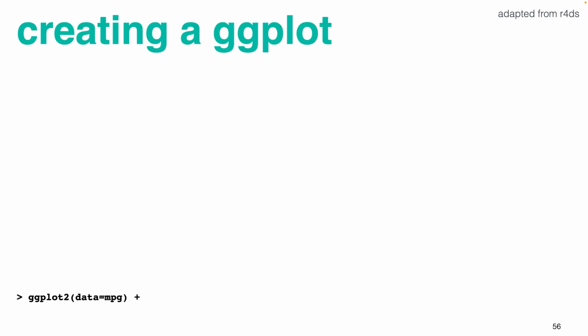So we start by making a plot. You do this through the ggplot function. data equals mpg, so that gives us the sense of what the data is.